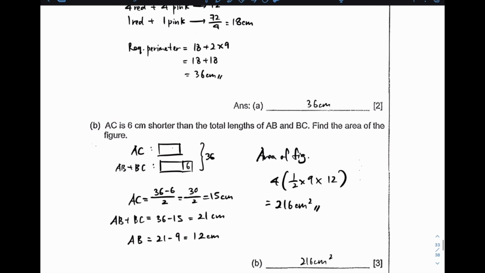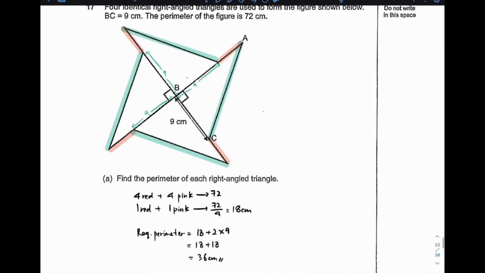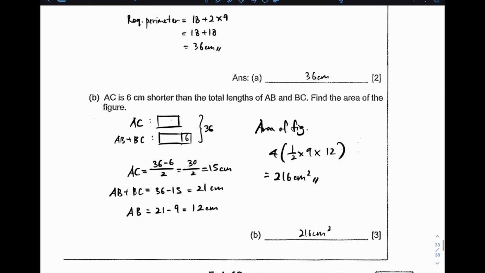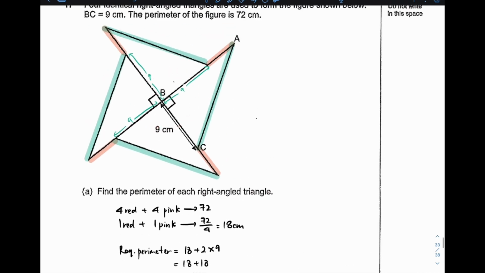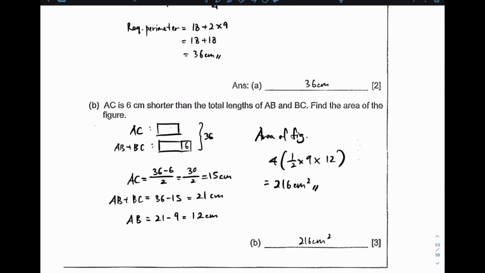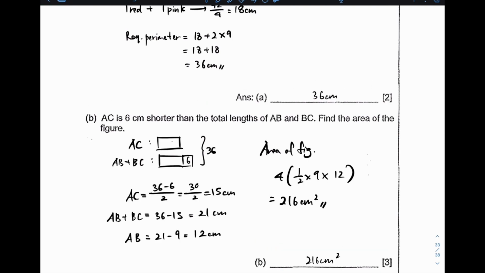Now find the area of the figure. Now that we know AB is 12, that's the perpendicular height. BC is the base of the triangle, that's 9. So half times base times height. But we want the figure, so that's 4 of those triangles, right? So 1, 2, 3, 4. Therefore, the answer is 216 square centimeters. Congrats on finishing the paper.